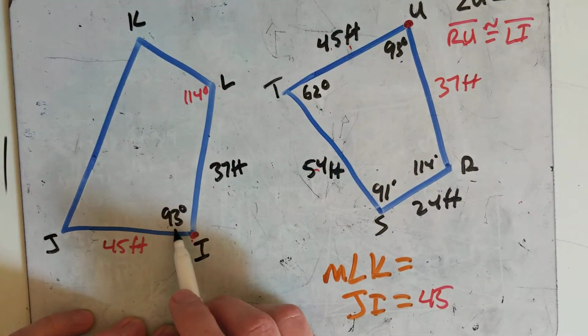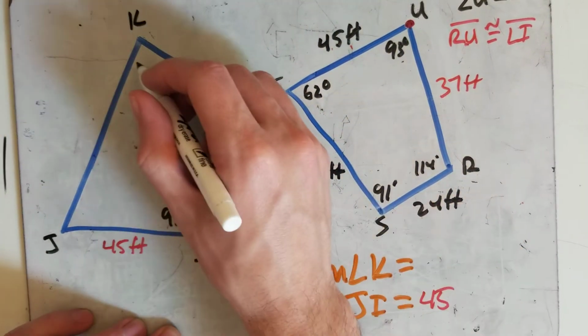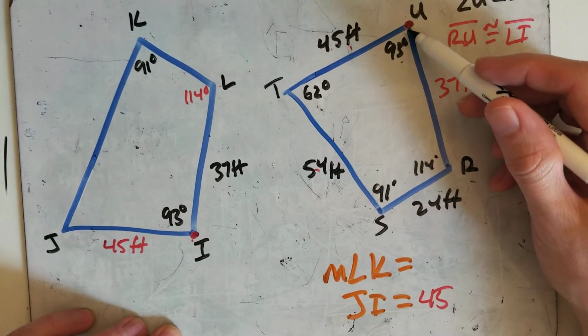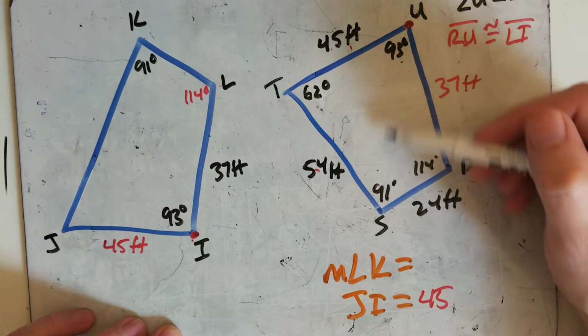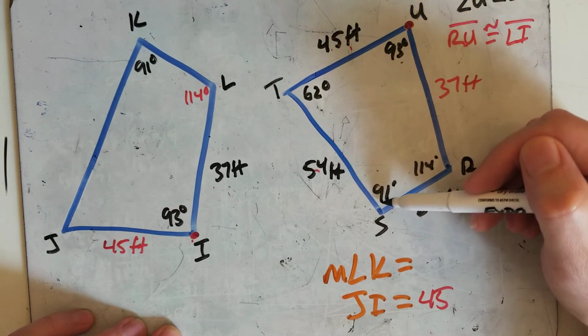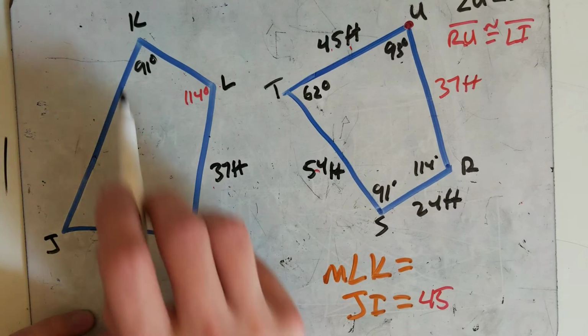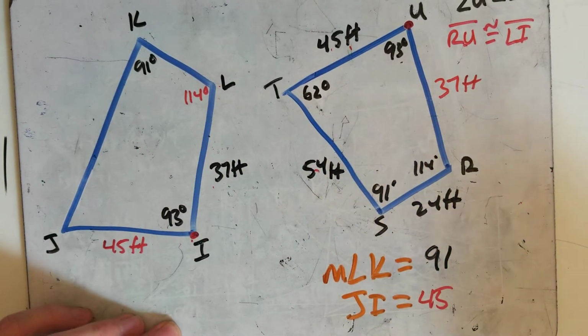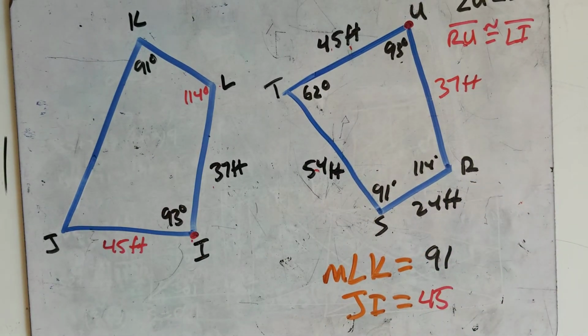Well, we already know one of them is 93, the other one is 91, so this one would be 91 up here. You also can think of what's the opposite angle from U in this quadrilateral. The opposite of U is 91, so the opposite away from I would be 91 over here, and that's the angle we're looking for. So we'll have 91 degrees, and we found out what K is.